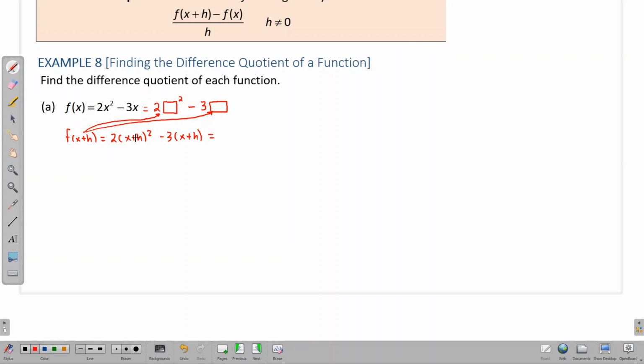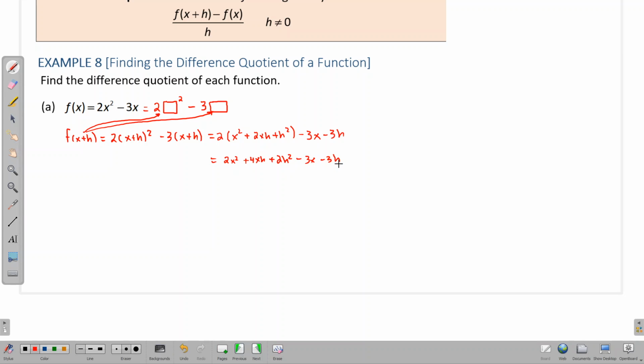Okay, so now we need to simplify that. Again, remember, you don't just get to square each one individually, you have to FOIL this. I'm going to do that without showing all the work. We know the middle term is going to be doubled, so it's 2xh in the middle plus h squared. Square the first, multiply the two together and double it. That's what I did here. Square the last. Then distribute the negative 3 through, so negative 3x minus 3h.